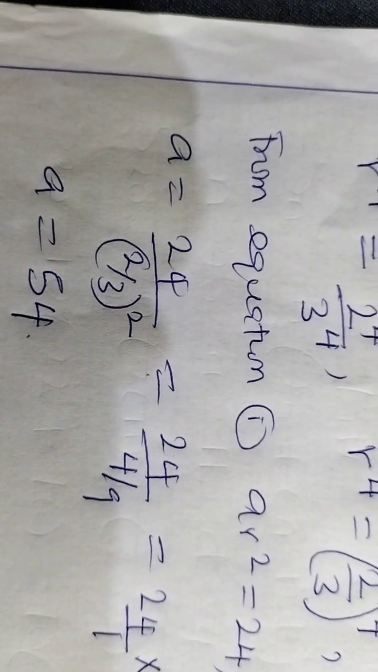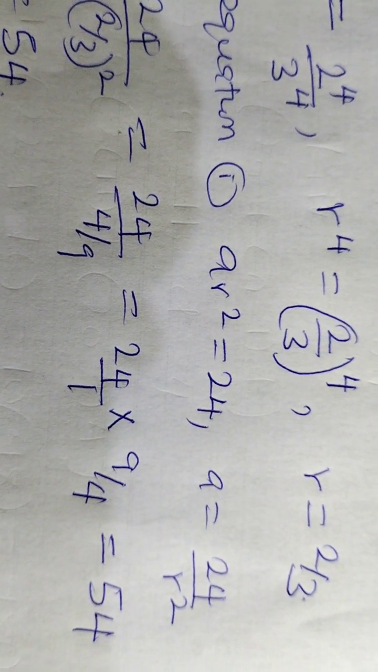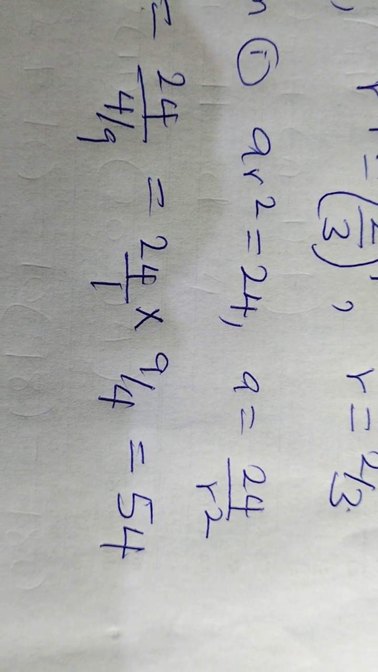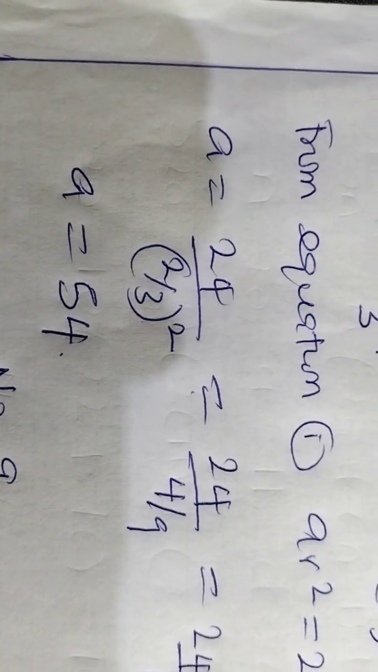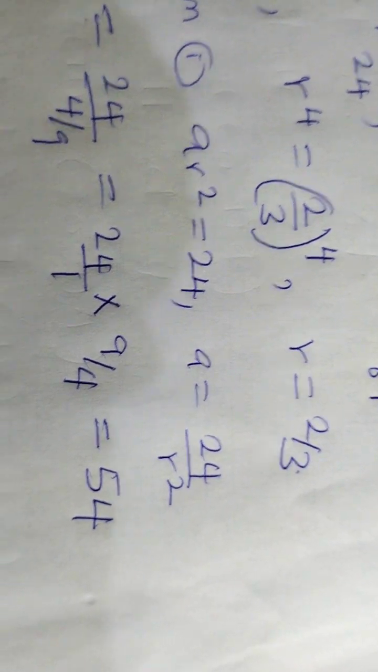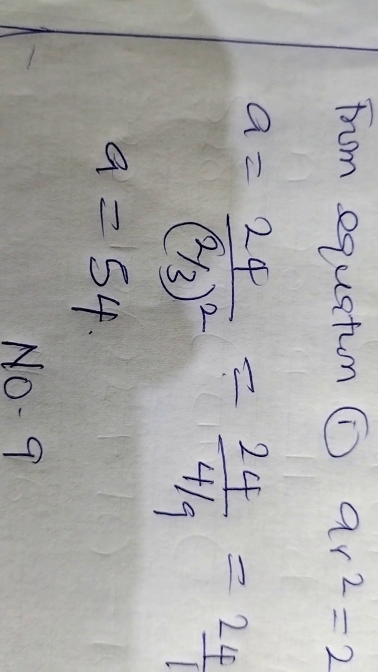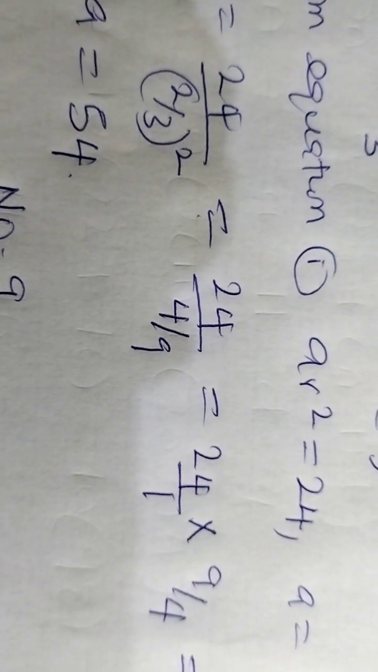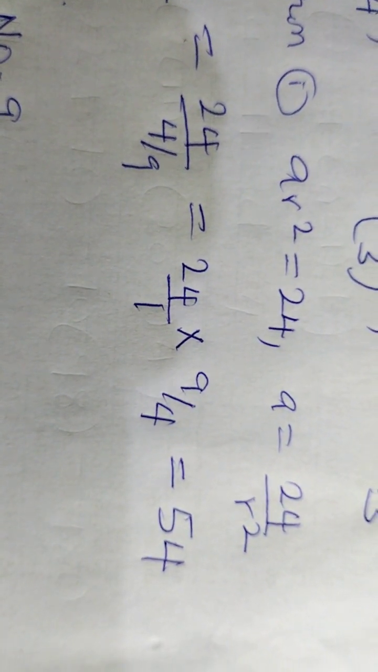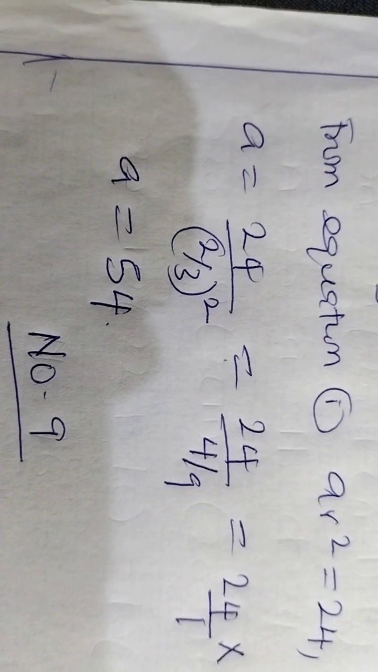Then from equation 1, we know that Ar^2 is equal to 24. Making A the subject, A becomes 24 all over R squared. So replacing our R with 2 over 3, that's substitution. We now have A equal to 24 all over (2/3) squared, which is 24 divided by 4 over 9, which is 24 over 1 times 9 over 4. And that will give us 54 as our first term in this question.